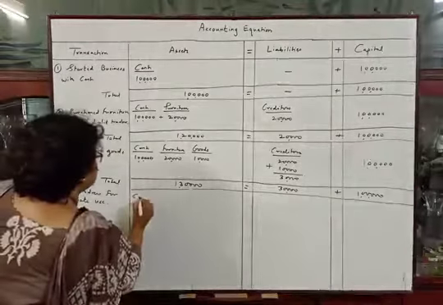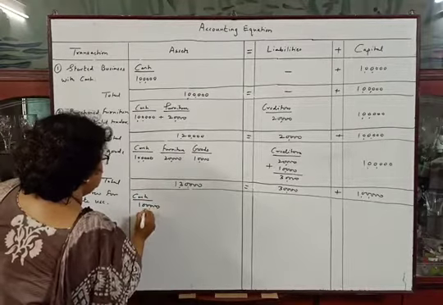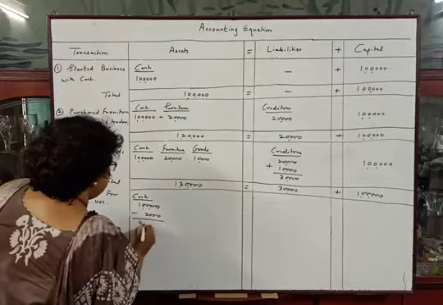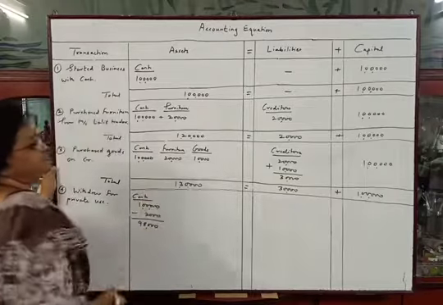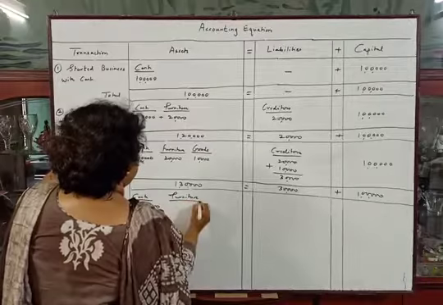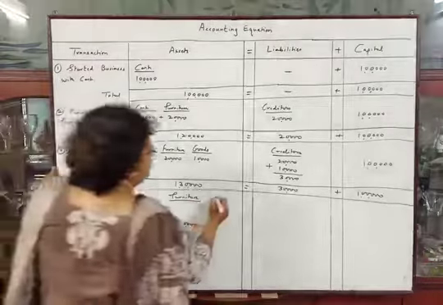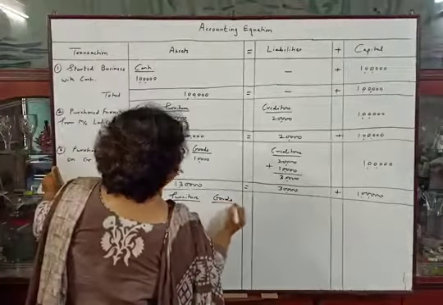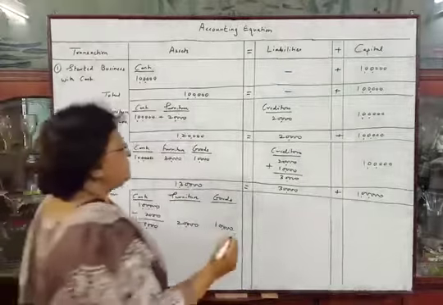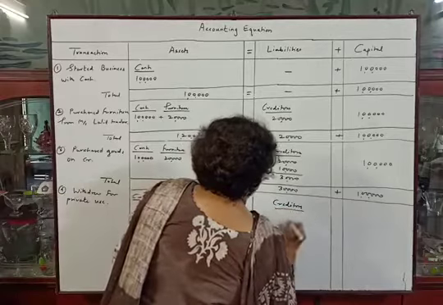So cash. Our cash was rupees 1 lakh and now the owner is withdrawing rupees 2,000 cash from the business. So cash will remain rupees 98,000. Furniture will remain as it is. There will not be any change in furniture, that is rupees 20,000. Then goods will remain as it is. There will not be any change in goods. Okay. There will not be any change in creditors. So creditors will be 30,000.